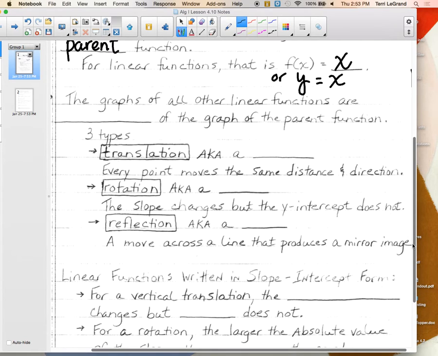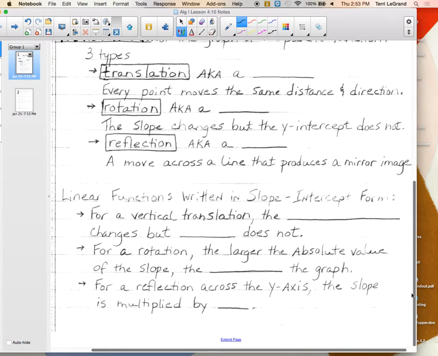So we have the parent function, and then the graphs of all other linear functions are transformations of the parent function. Transformations. Any other linear function actually derives from the parent function being transformed. Okay? We're going to talk about 3 types in Algebra 1. That doesn't mean these are the only types, but these are the ones we're going to talk about. We're going to talk about translations, and we're only going to talk about vertical ones. We're going to talk about rotations, and we're going to talk about reflections. And we're only going to talk about reflections over the y-axis.